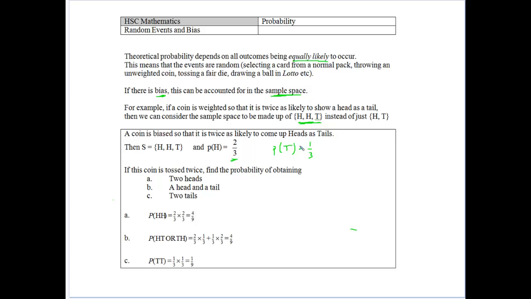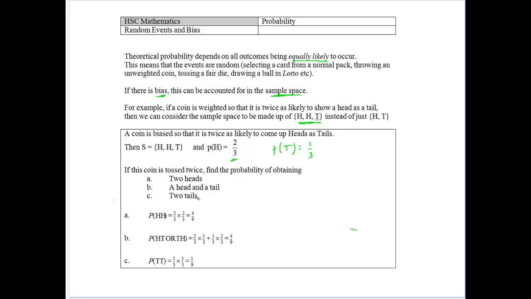because we're using ideas of complementary events. So we get a head and a tail, or a tail and a head: 2/3 times 1/3, or 1/3 times 2/3. And that would give us 4/9. And the probability of two tails would be 1/3 times 1/3, which is 1/9. So there's only one chance in 9 of getting that.